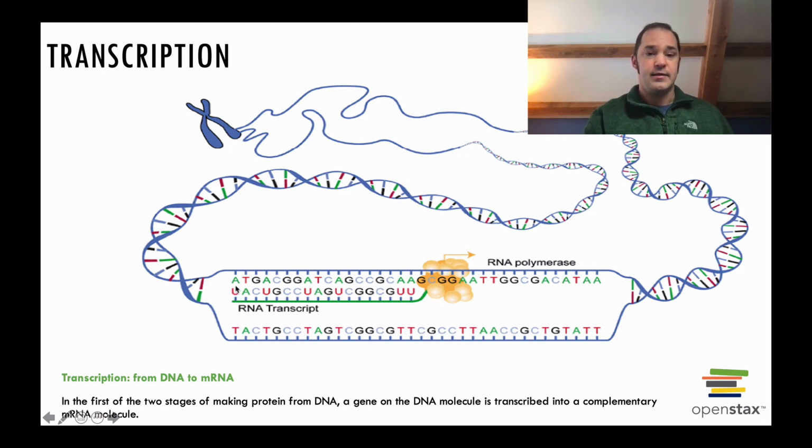And so you get a complementary copy. If there's a T here, there's going to be an A here. If there's a G here, there's going to be a C here. If there's an A here, there's going to be a U here, and so on down. So this complementary copy is what is going to be translated into a protein. The DNA, for the most part, doesn't leave the nucleus very much.